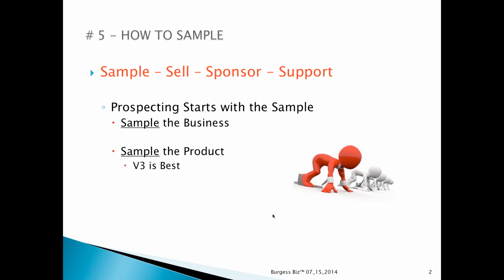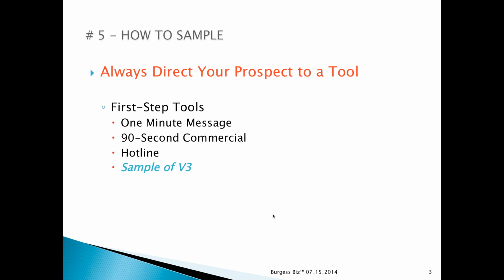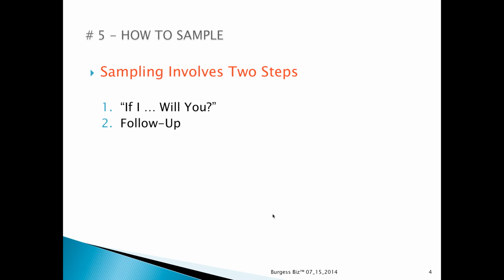So let's start with the sampling. Always direct your prospect to a tool. That is rule of thumb in network marketing. And your first steps tools involve a 1-minute message that we've talked about, the 90-second little commercial on V3, the hotline, and then the sample of V3.